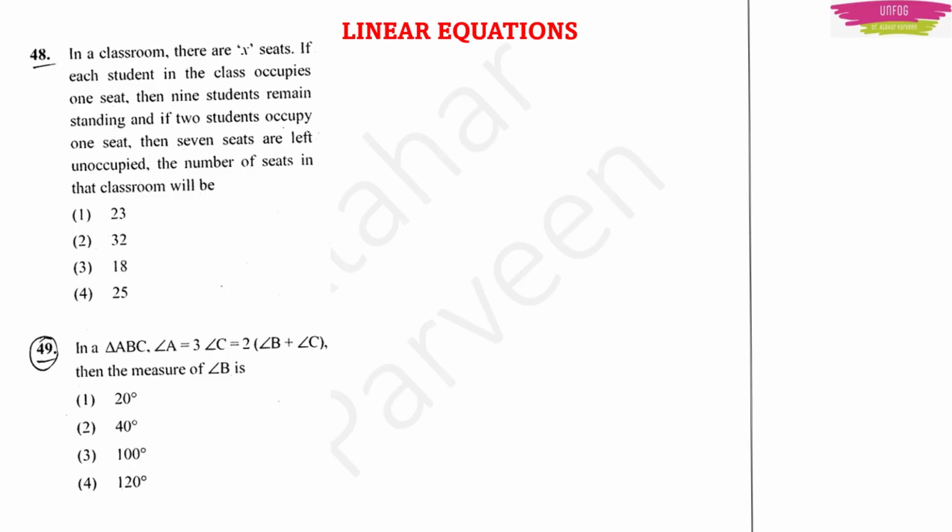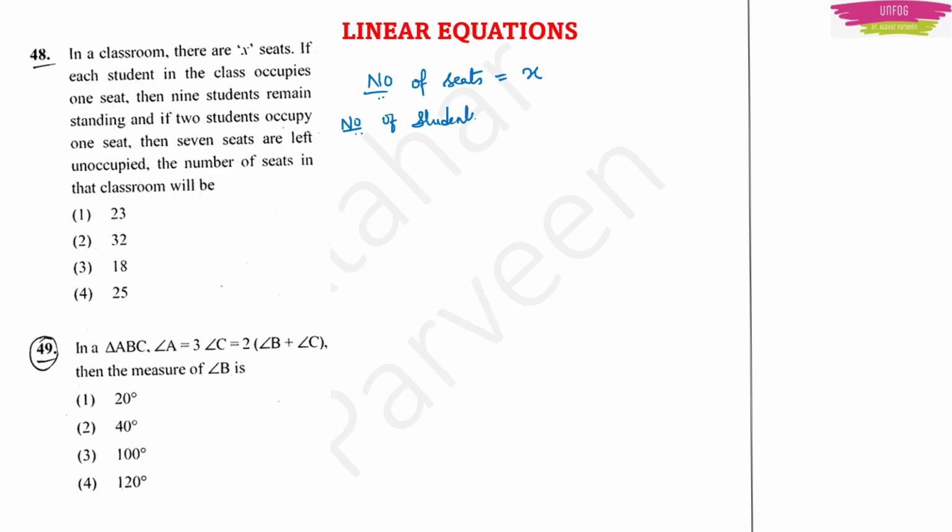Okay. So this is a linear equations question. If you read the question carefully, you will understand that the number of seats, we don't know. We have to find it out. We will give it X. Okay. And then the number of students when each student occupies 1 seat.